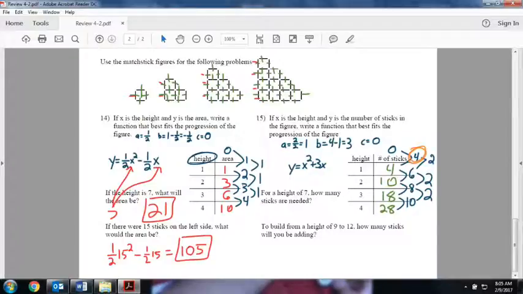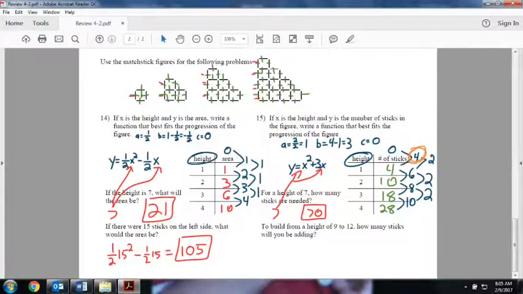And for a height of 7, how many sticks are needed? So again, height is your x value. So take a 7 and plug it in for x. 7 squared is 49, plus 7 times 3 is 21, so 49 plus 21 is 70. It will have 70 sticks. That's how many we'll need.